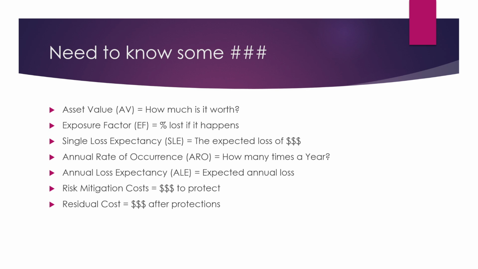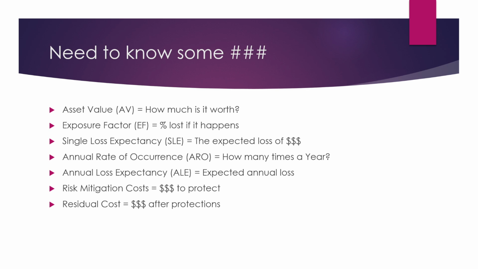First thing we need to know is asset value. How much is the asset worth to us? Often expressed in monetary value. So if it's $1 million, it's $1 million. We need to know the exposure factor. This is the percentage of the asset's value that would be at risk if we lost it. Exposure factor represents the extent of damage that a threat could do. Not always written as 100%, maybe it's only 50%.